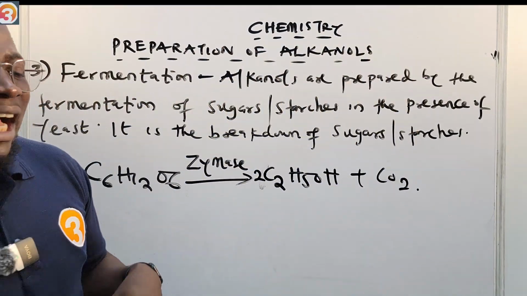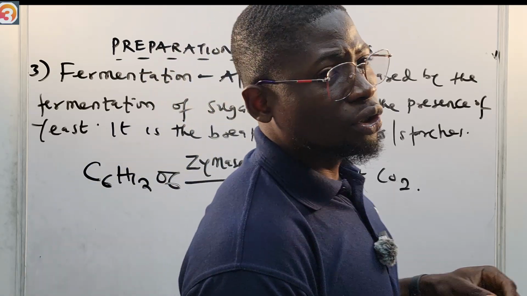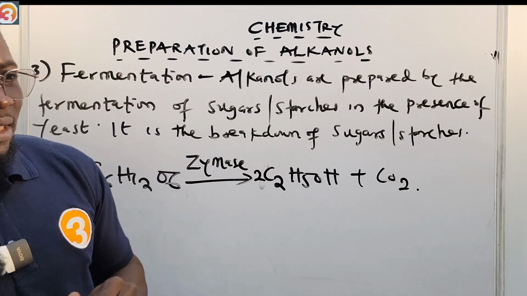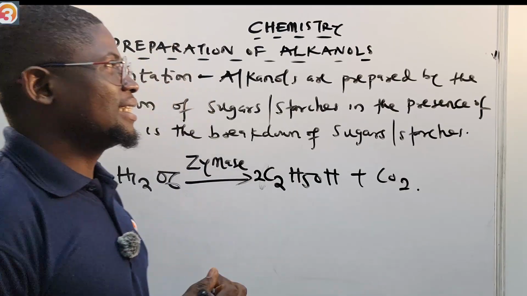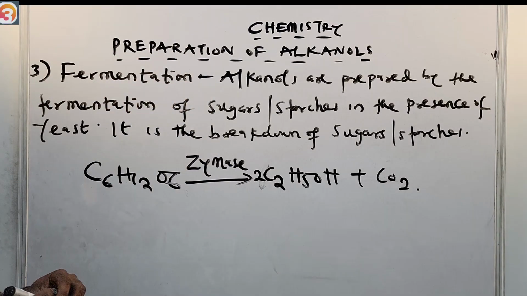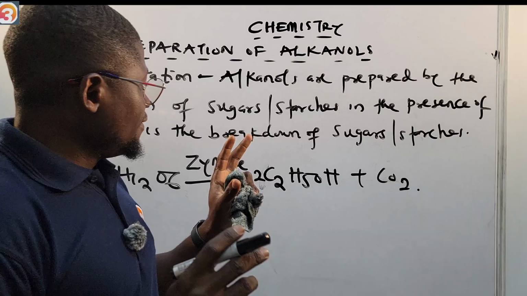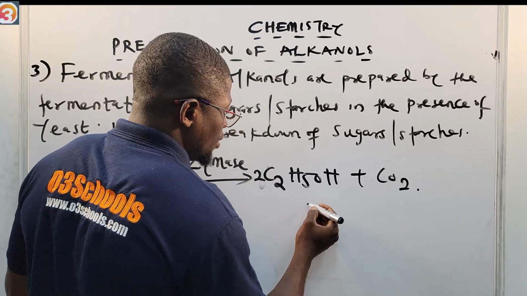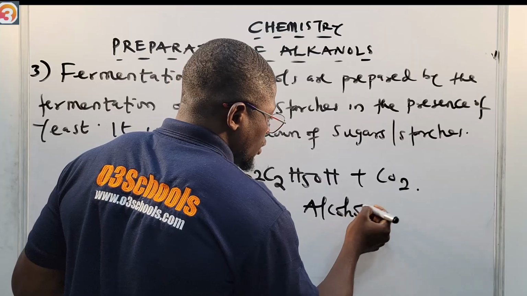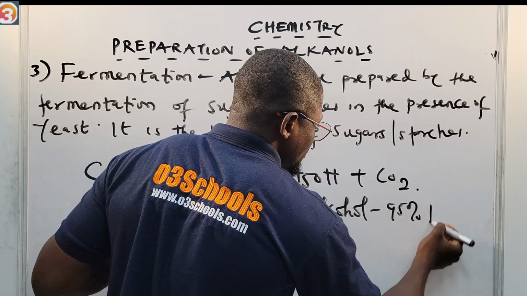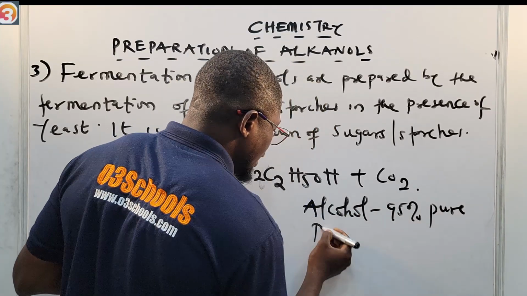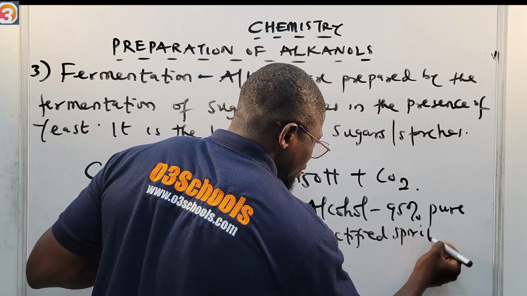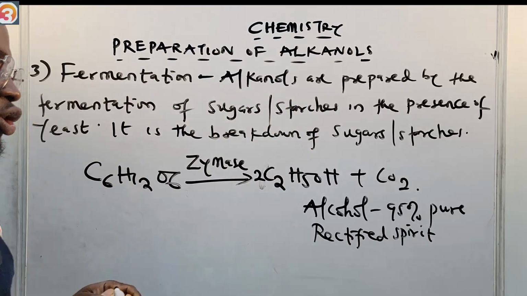But if you want to get a higher concentration of alcohol, what you do is that you carry out fractional distillation. And another important thing to note here is that alcohol that is 95% pure is called rectified spirit. Rectified spirit. Alcohol that is 95% pure is called what? Rectified spirit.